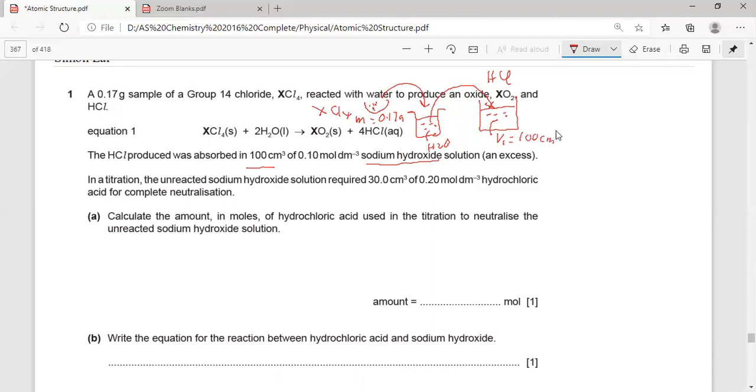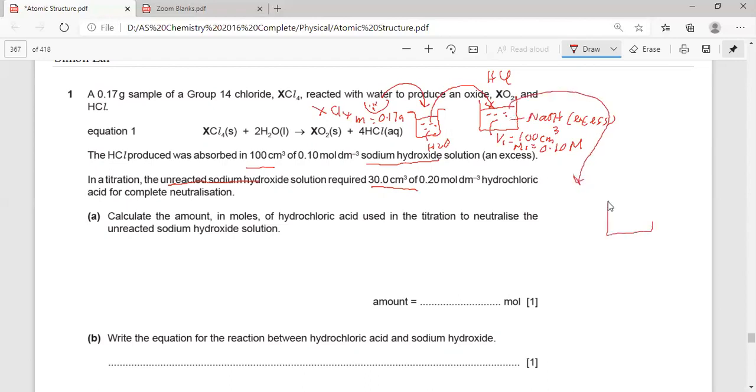You have to read the 1,000 times, the molarity of your NaOH. So how much? 0.10 molar. Okay, now this is the excess. This is your NaOH, the excess. So then the unreacted NaOH, right? See, in a titration, the unreacted NaOH here is titrated now. So you put it down here.